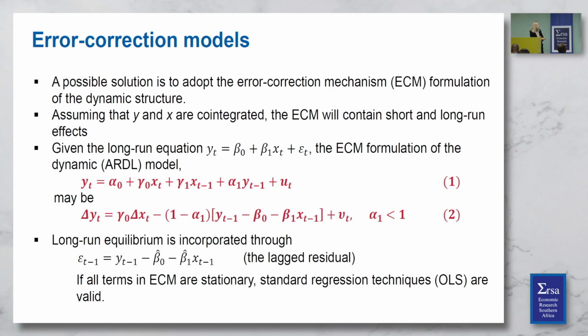The few steps between 1 and 2 is simple mathematical manipulation, but taking us from an ARDL model to an ECM model, an error correction model. And when we arrive here, we have ticked so many boxes, it's not even funny. Here we still have our long run parameters.